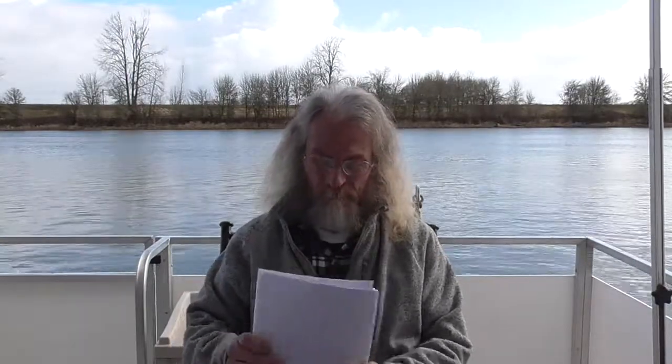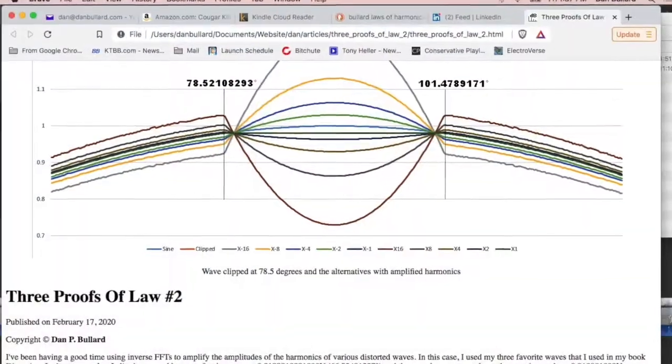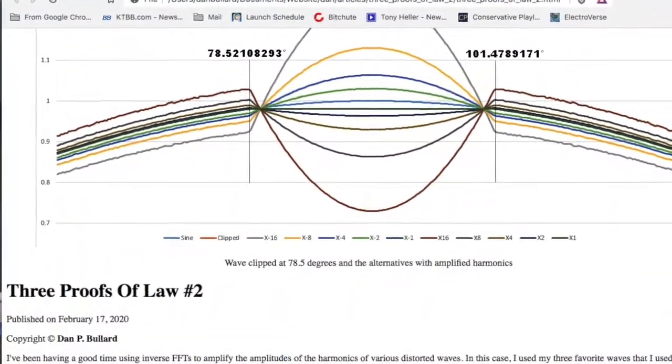The humps are in the spectrum, and this shows how you can go in and mess with the harmonics. You could do that, and it's complex math, but it's not that hard. You're doing it in Excel. It's pretty easy. Excel handles complex math pretty well. It's not perfect, but it's pretty good. Anyway, so that's the article, 3 Proofs of the Law Number 2.